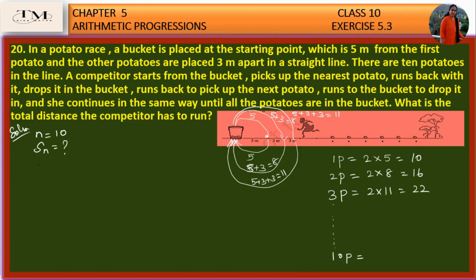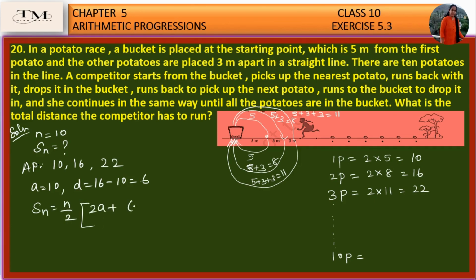Okay. Now the AP formed is 10, 16, 22. So here a is equal to 10 and d is equal to 16 minus 10, which is 6. Now we have to find out Sn. So what is the formula to find out Sn? It is n by 2, 2a plus n minus 1 into d. So what is n? n is 10.